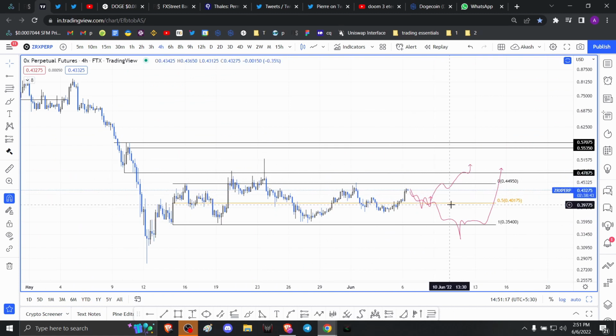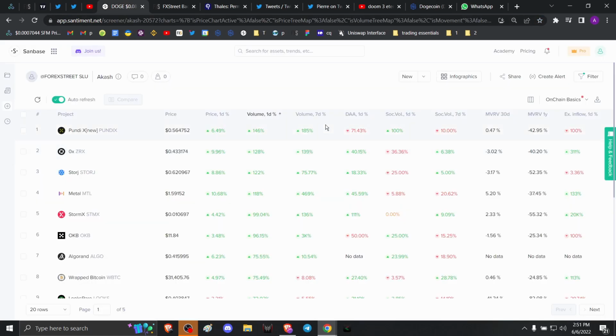My take profit level, if I open a long position here, would be the range high, obviously, and then we have the 0.478 level. But once we get a flip of 0.478, there's a good chance that ZRX could go up to 0.57 or 0.55. So that is pretty much it for ZRX. And if you also look at the volume over the past week, the volume has been on a really good uptrend. On top of that, the daily active addresses, the number of addresses interacting with the ZRX blockchain, has increased by 40%, which is also a good sign. So yep, that is pretty much it.